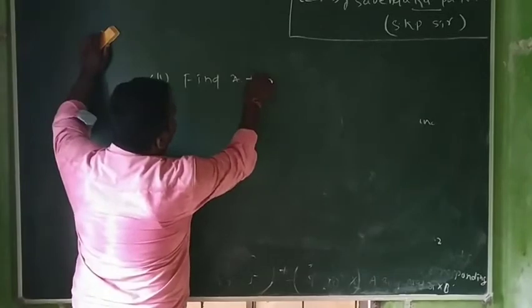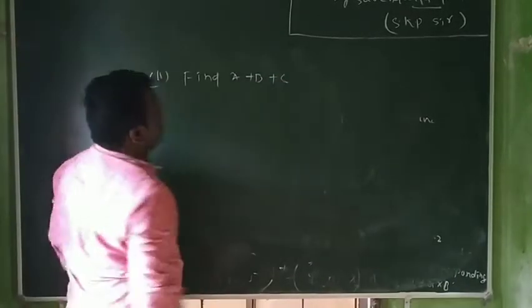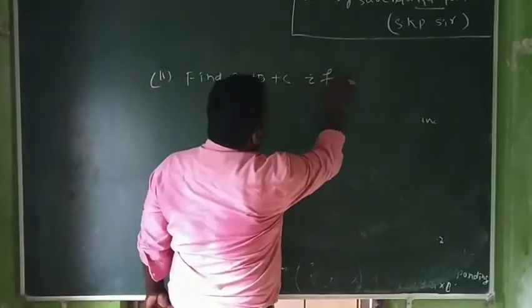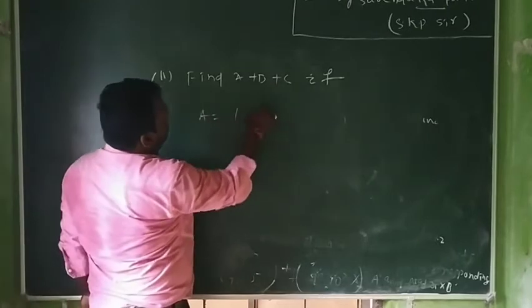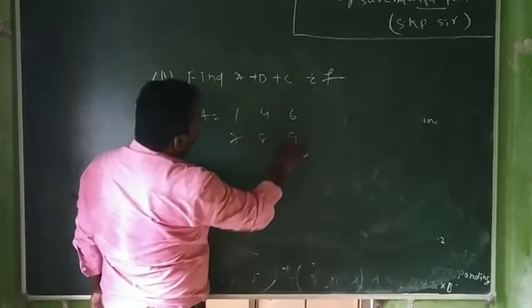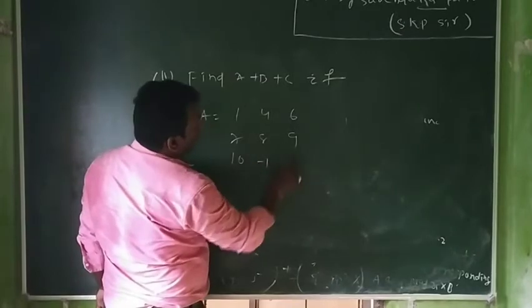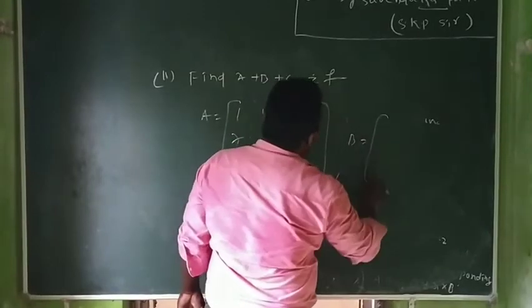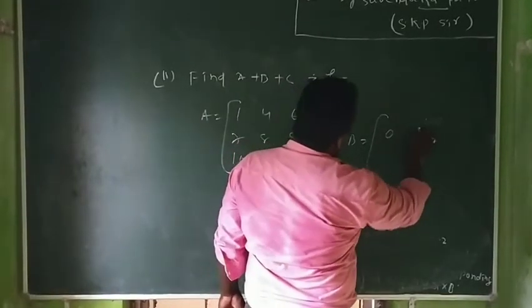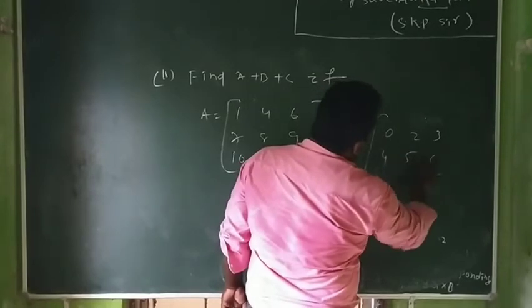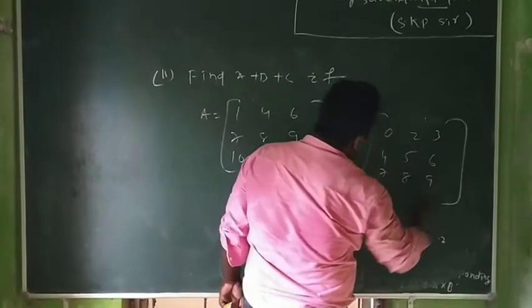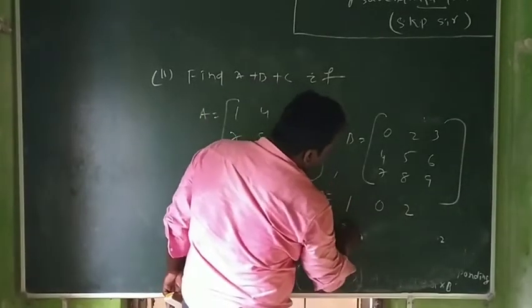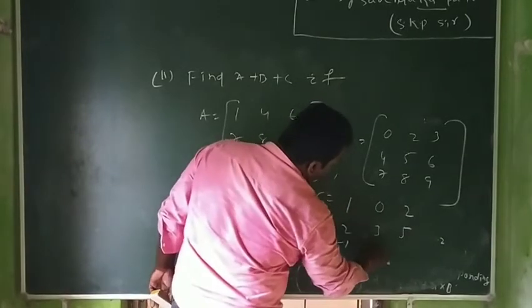Find A plus B plus C if A equals 1, 4, 6, 7, 8, 9, 10, minus 1, 2; B equals 0, 2, 3, 4, 5, 6, 7, 8, 9; and C equals 1, 0, 2, 2, 3, 5, minus 1, minus 1, 2.